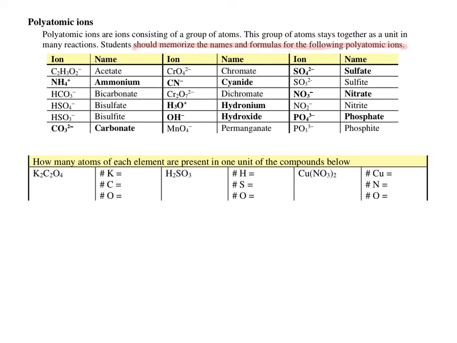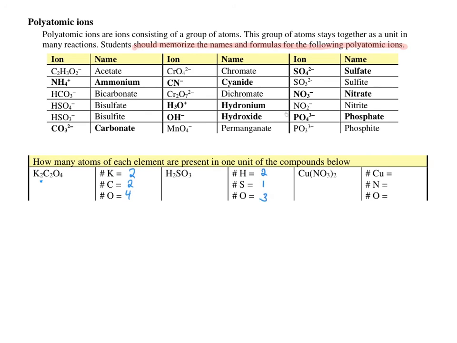A quick and easy exercise testing your understanding of formulas. How many atoms of each element are present in one unit of the compound below? So for potassium oxalate, we see that there are 2 potassiums, 2 carbons, and 4 oxygens. This is sulfurous acid, and we can see that there are 2 hydrogens, 1 sulfur, and 3 oxygens.